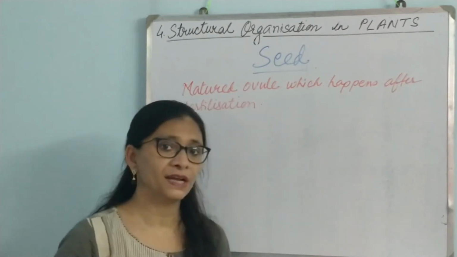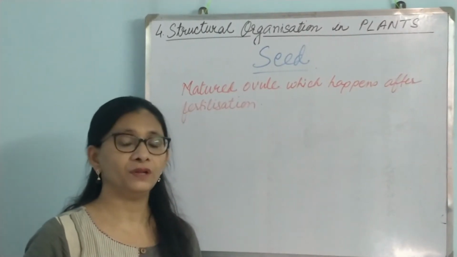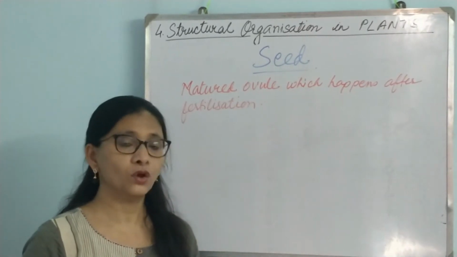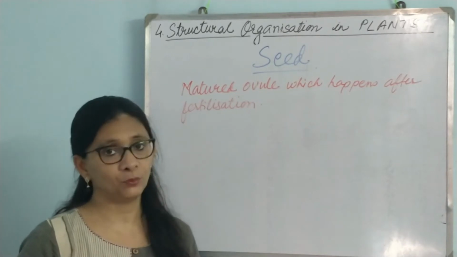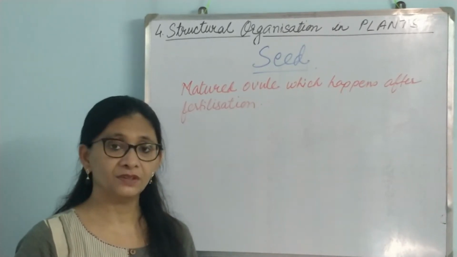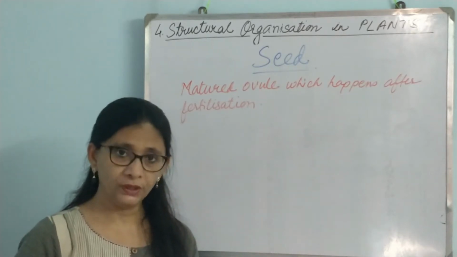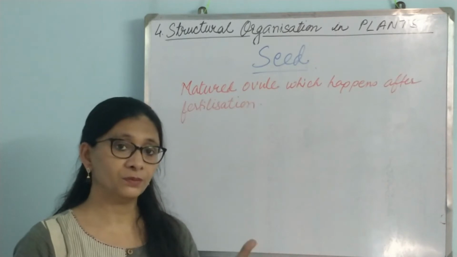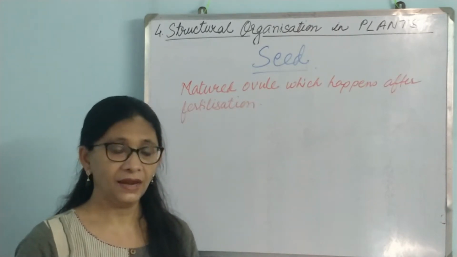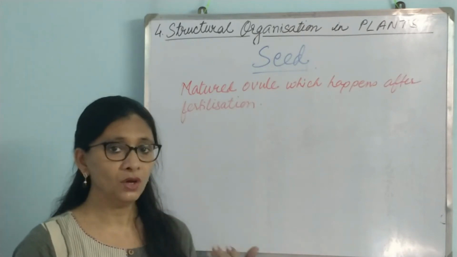After the process of fertilization has occurred in the plant, then the ovary will change into seed. A lot of chemical changes happen after the fertilization process, and these chemical changes result in the ovary turning into fruit and the ovule turning into seed, where it has the embryo inside it, and this embryo, when it gets favorable condition, will develop into a new plant.